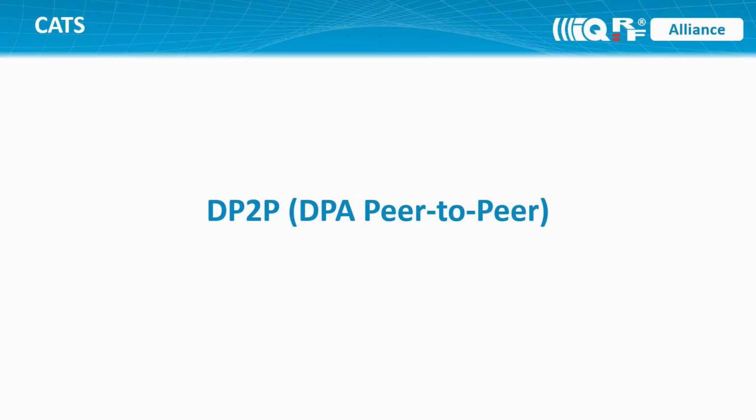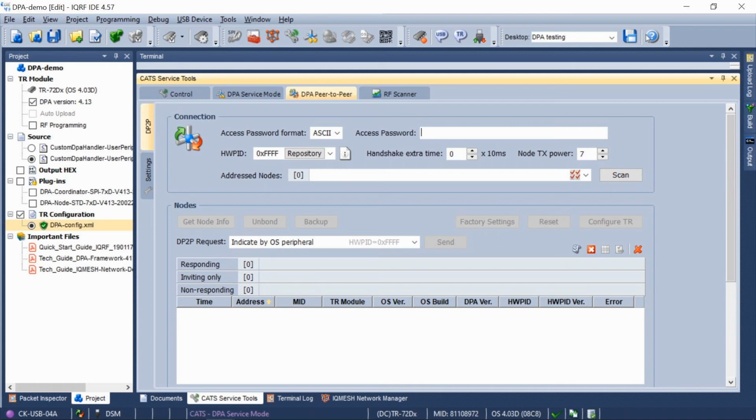Now, let's show the DPA peer-to-peer function. DPA peer-to-peer, or DP2P for short, allows communicating with bonded nodes in the existing network in non-network mode. Unlike DSM, no reset or restart of the node is needed. DP2P is useful for inventorying the network, for example localization of nodes after auto network, device maintenance, remote control, and so on.